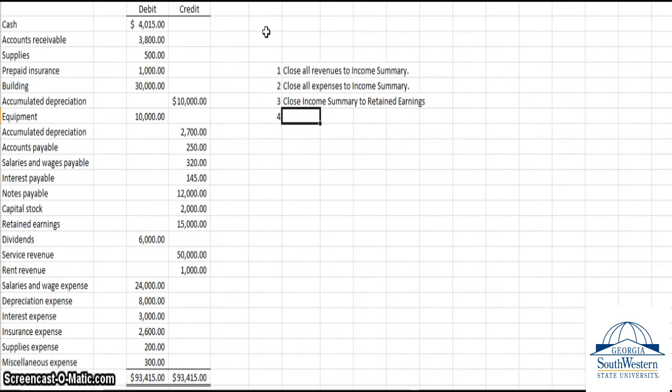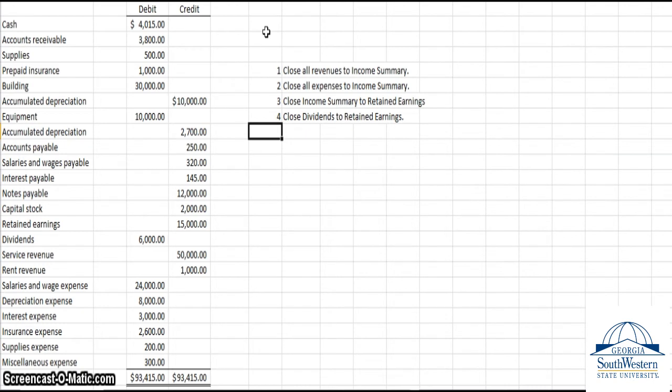And the fourth item is to now close, because we still got one of those branches left. We have to close dividends. But we close it directly to retained earnings. Okay, so these are the four steps of closing. Close all revenues to income summary, close all expenses to income summary, close income summary to retained earnings, close dividends to retained earnings. So when we close, again, the whole point is to make it zero.